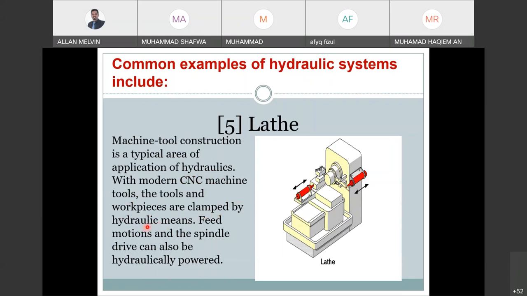If pneumatic, maybe it cannot hold with a larger pressure or larger force. But when you are using hydraulics, it will provide high force with precision. You don't damage the workpiece, and it also provides a large force to hold. Feed motion and the spindle drive can also be hydraulically powered. Spindle means rotating. So you can also use hydraulic power.